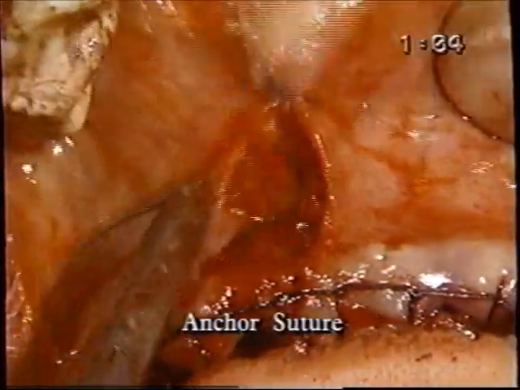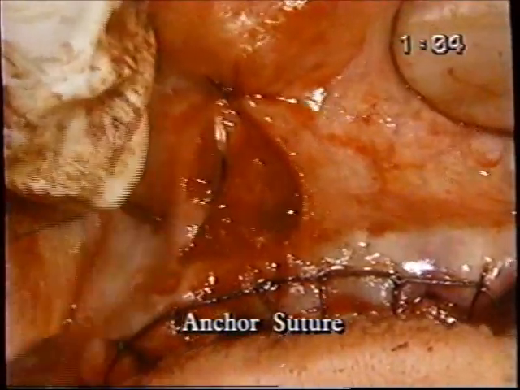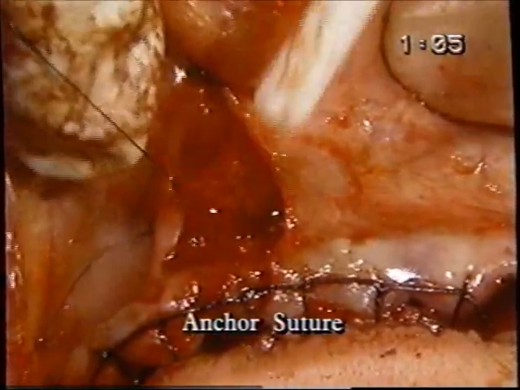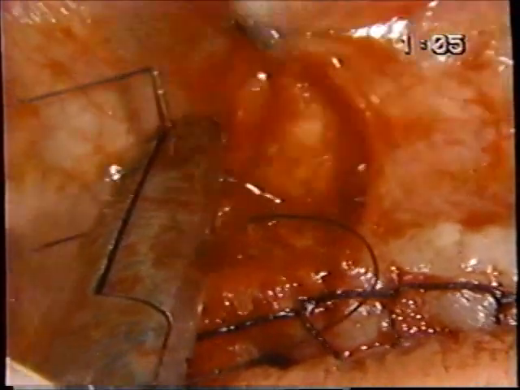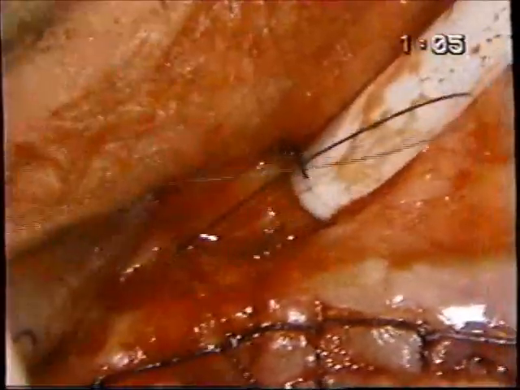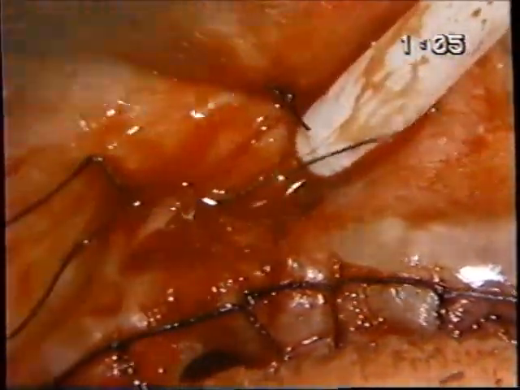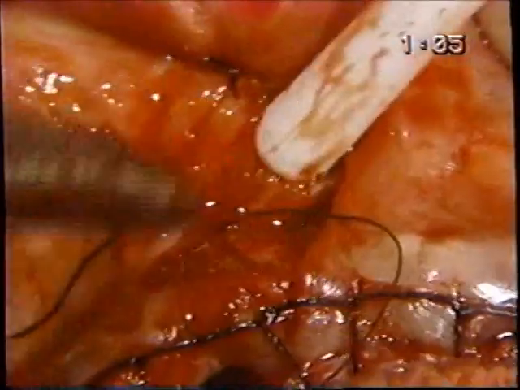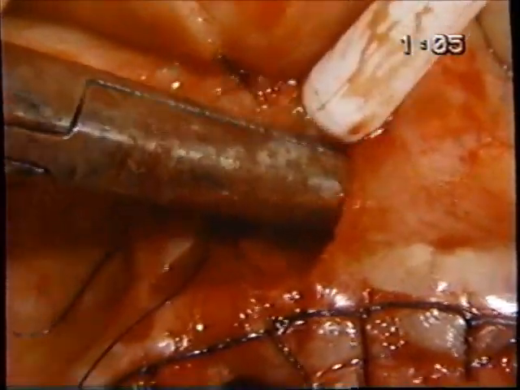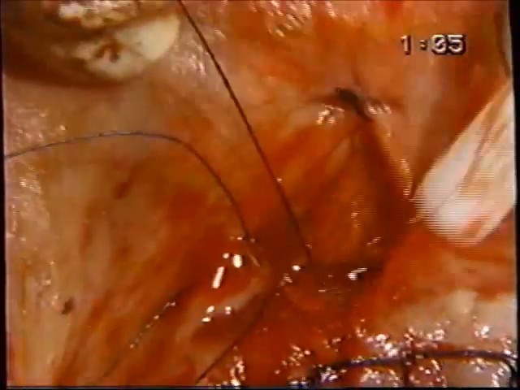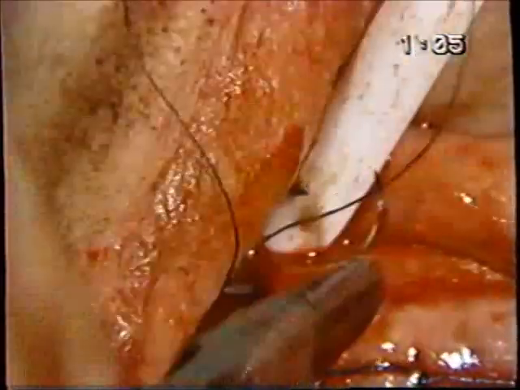This suture is called an anchor suture. We go through the mucosa on one side and then try to engage periosteum at a fairly high level, which we've done. And then come through the mucosa on the other side. What this will do is anchor the healing right next to the bone.